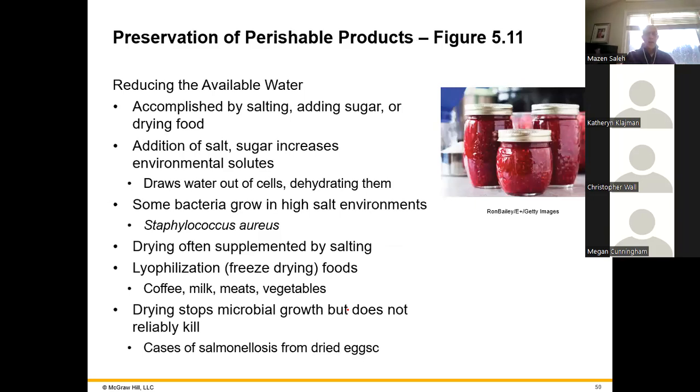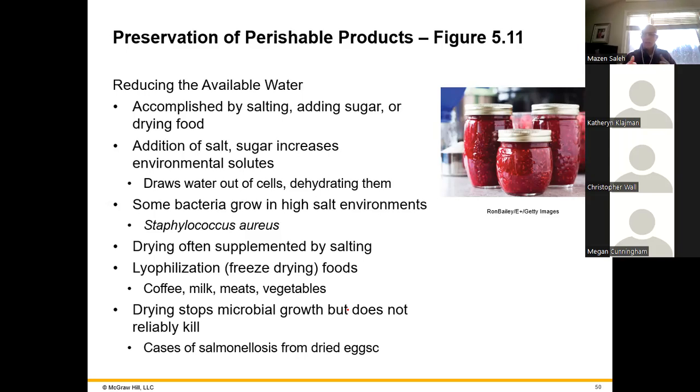Okay, dehydration, or more generally, reduction of available water. Dehydration is a form, but it's not the only form to reduce available water. If you use something that's very, very concentrated, you essentially reduce the amount of water that is there, right?